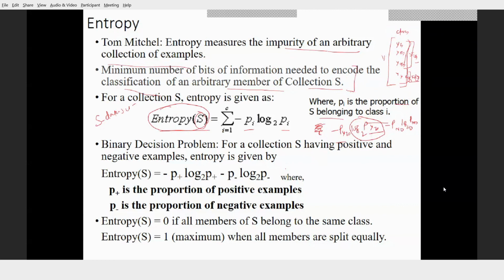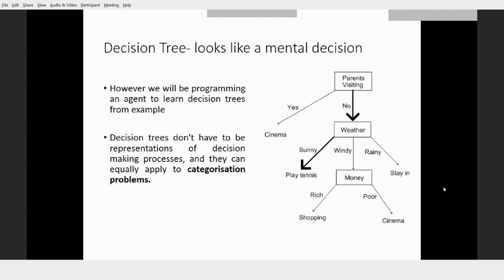Am I clear? Yes, ma'am. And why do we need anything which is random, the measure of randomness? We need to know the measure of randomness so that I can evaluate. So what will be your criteria for decision tree? My criteria for decision tree is going to be that which is most important for me, or which is going to make the picture clear.